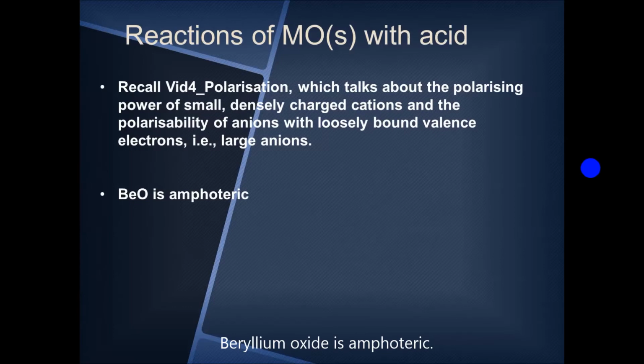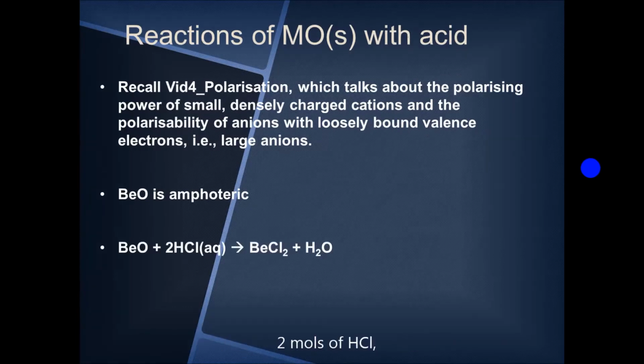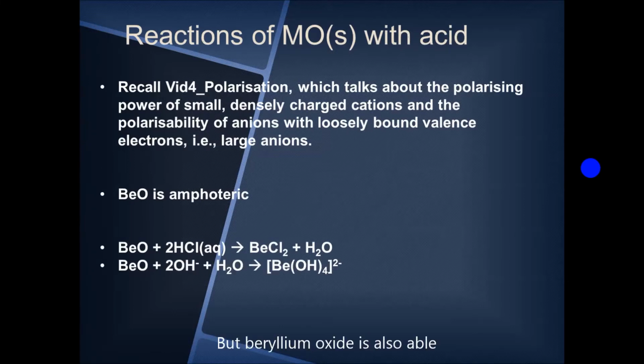Beryllium oxide is amphoteric. Beryllium oxide can react with 2 moles of HCl to produce beryllium chloride and 1 mole of water, like all basic oxides do. But beryllium oxide is also able to react with 2 moles of hydroxide and 1 mole of water to form the beryllate anion, Be(OH)4 2-.